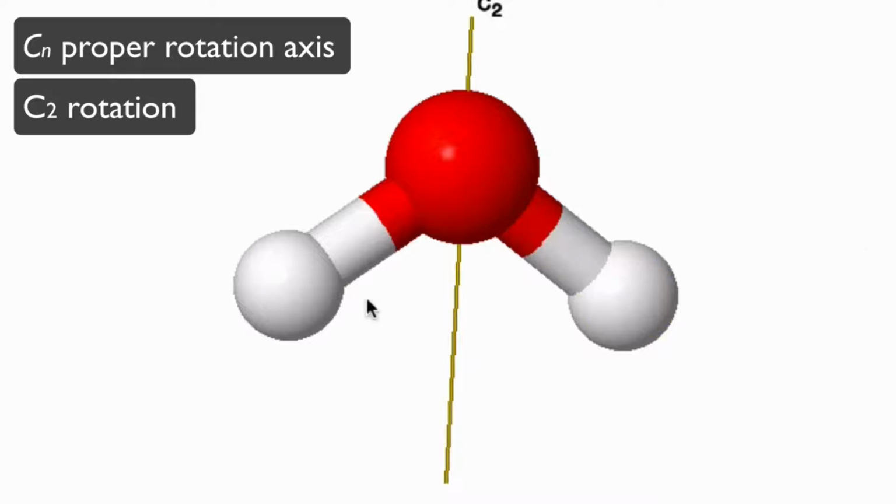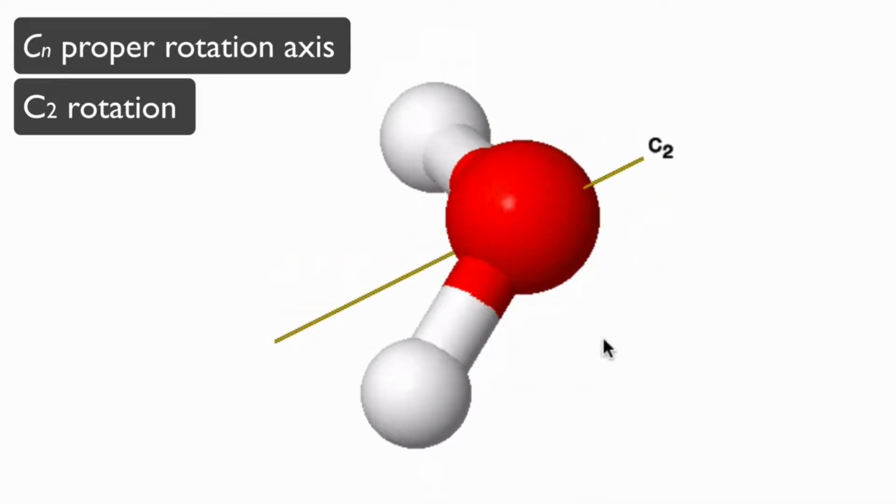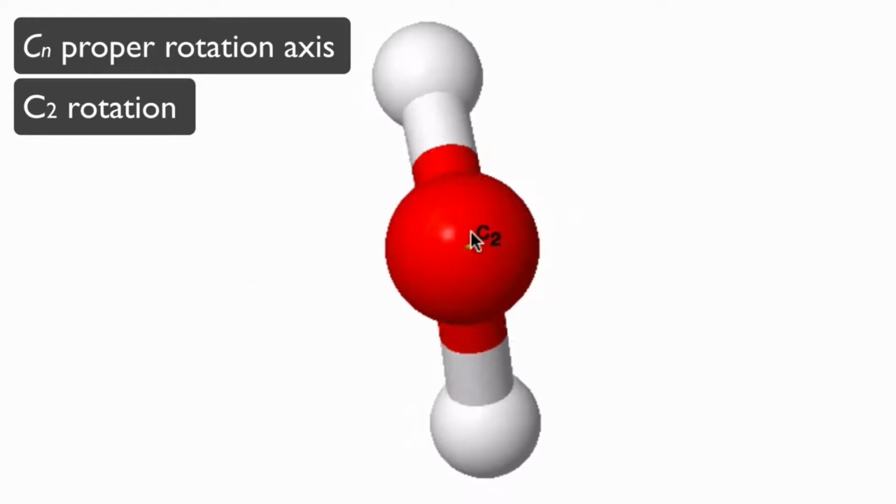There we are. Okay, we can look at it from a different angle. Let's look sideways on and rotate it, and there you can see it. And let's just look from the top. Okay, so we're looking down on the oxygen here, and we'll rotate it again, and you can see we're turning about that C2 axis.